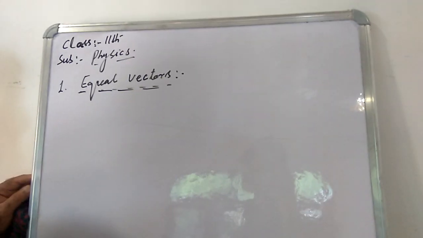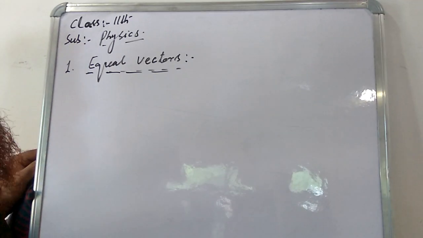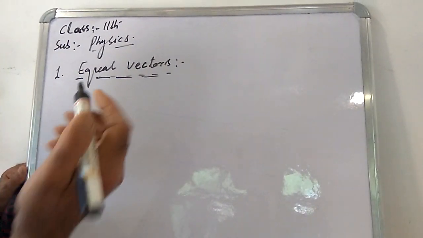In the previous class we have discussed position vector and displacement vector. Today we see what are equal vectors. Dear students, two vectors are said to be equal if they have equal magnitudes and same direction.